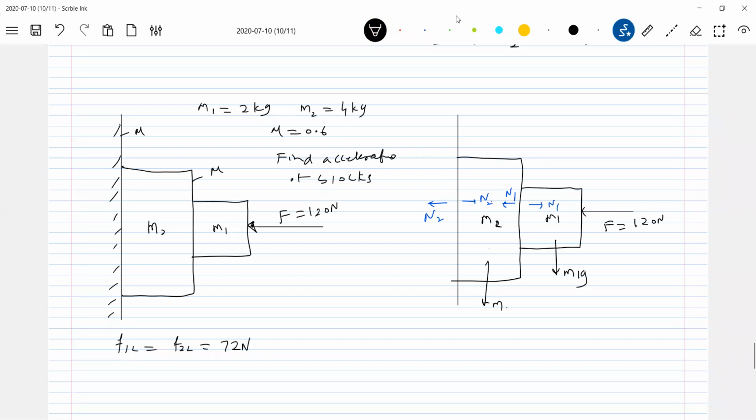M2G. I'm in a hurry to finish our problem within the time limit. What about the direction of friction? Again, as usual, this will be F1. Here I'll assume that they will slide down. They will have the same acceleration.